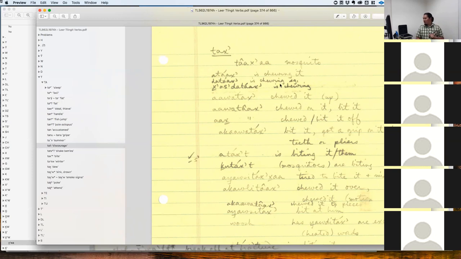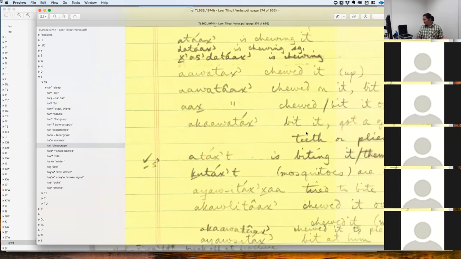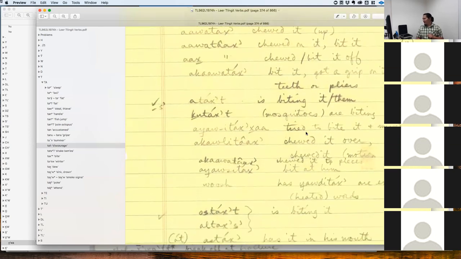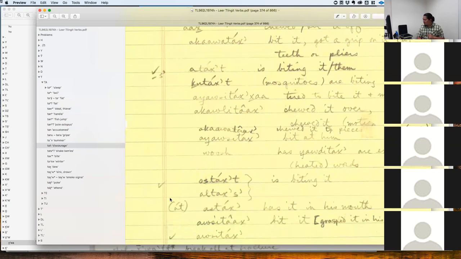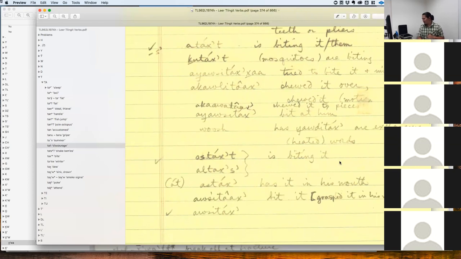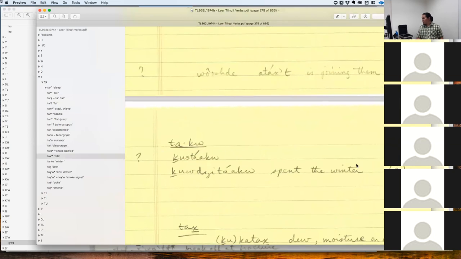So you got mosquito, chewing on it, it's just chewing in general, chewed it, chewed on it, bit it, got a grip on it with their teeth, is biting it, mosquitoes are biting people, tried to bite it and missed, chewed it over, bit at somebody, they're biting at each other, which is a metaphor for like they're really going at it in an argument, is biting it, has it in his mouth, and are they joined together by like chains or something that might bite onto each other. There's a lot of different words we might use, a lot of different ways we might use that.